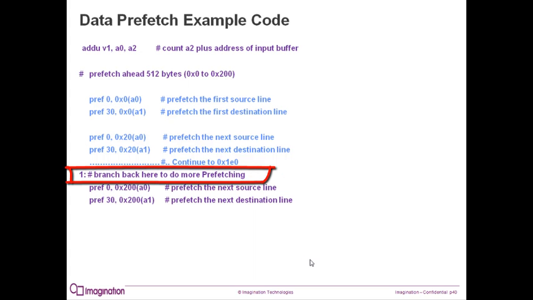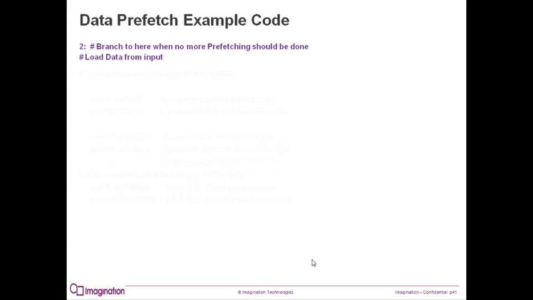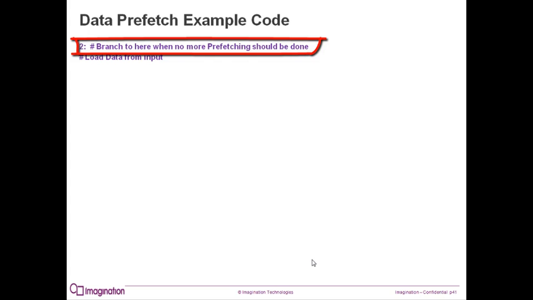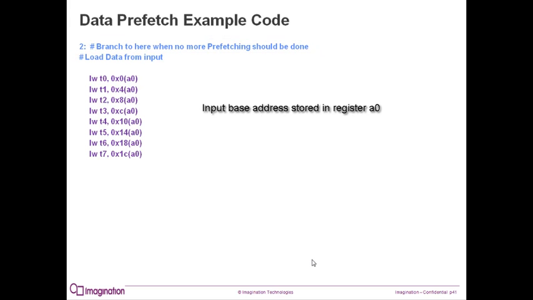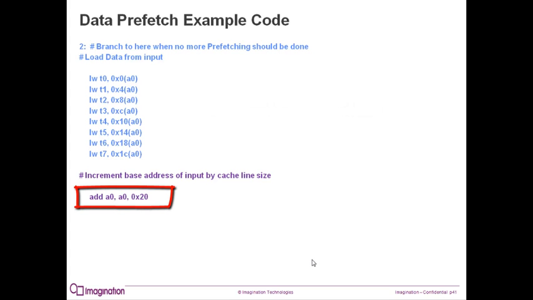At the point I will be looping back to, I will prefetch the next lines to always keep 512 bytes ahead. I have a second branch point I will branch back to when I have prefetched to the end of the buffer. Next, I will load the whole cache line from the input buffer, and then increment the base address by the line size.